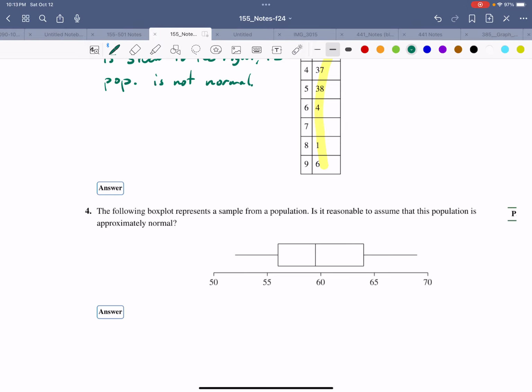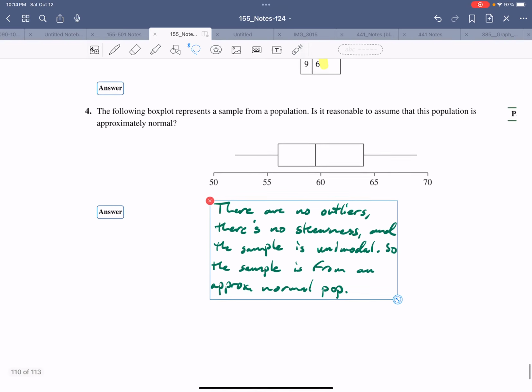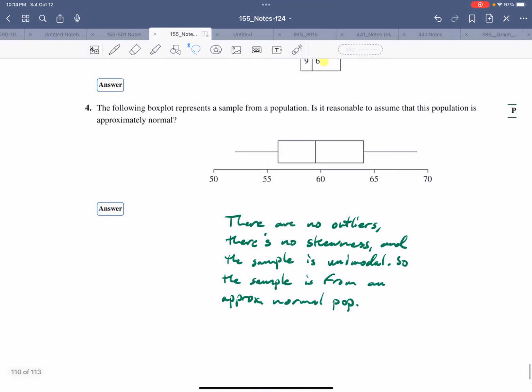Reasonable to assume that this population is approximately normal? Yes, it is. I don't want anyone saying, look, this whisker is a little bit longer than this one, but no, they're basically the same. The median is basically in the middle of the box. There are no outliers. This is approximately normal.